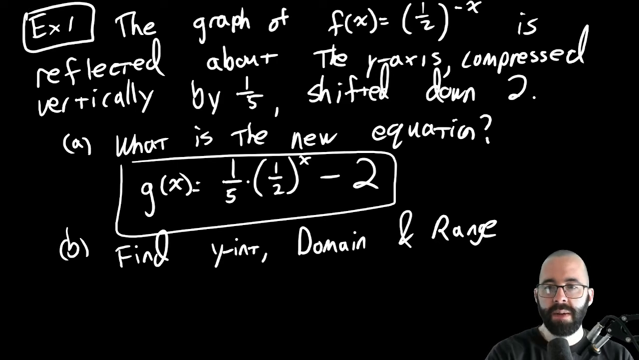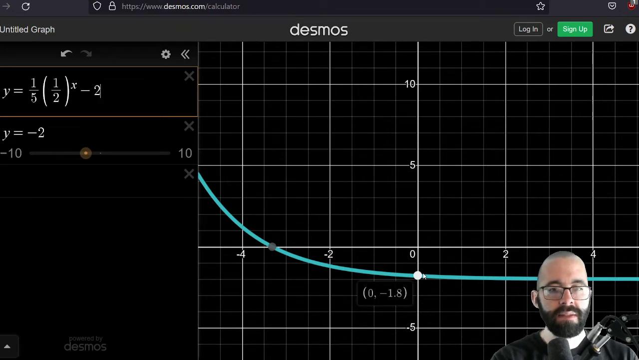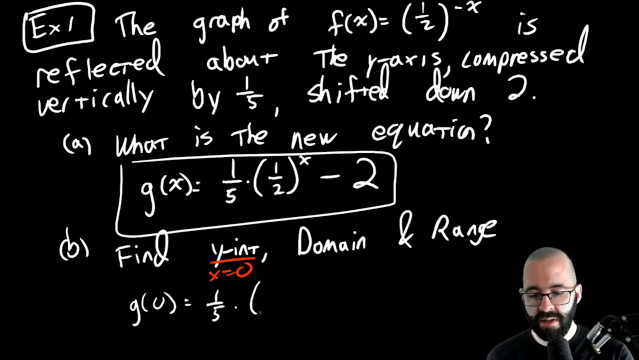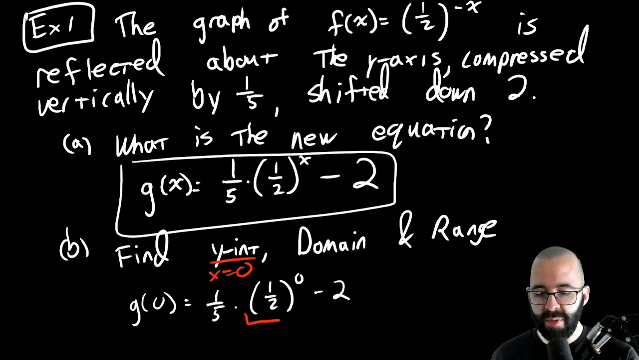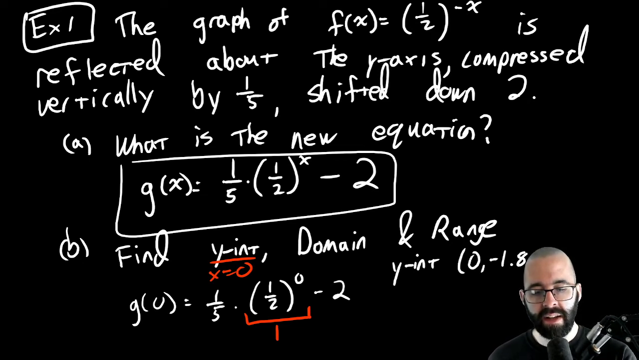So we can find the y-intercept graphically. It's where it crosses the y-axis, -1.8. Or you can find it analytically. Y-intercept is when x is 0. G of 0 is going to be 1/5 times 1/2 to the 0 minus 2. Remember, any non-zero number to the 0th power is 1. So this just becomes 1/5 minus 2. Either way, the y-intercept is at -1.8.